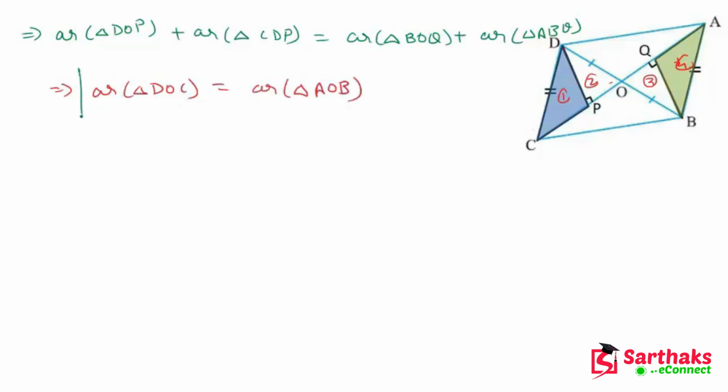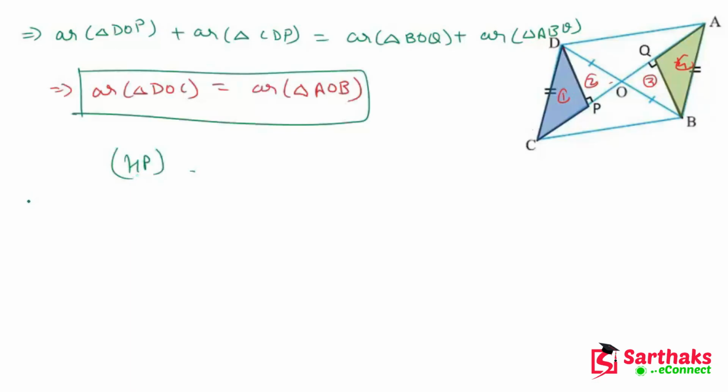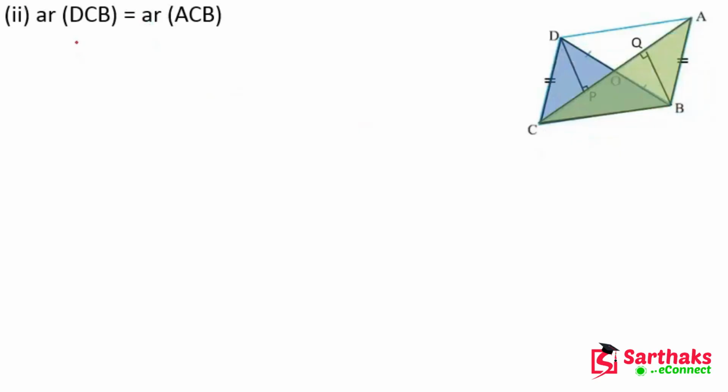So this is the required result, and we can say hence proved. I hope, my dear friends, you understand these things. Yeah, so now let's move on. Here we have to prove area of triangle DCB, means this part, is equal to area of triangle ACB, means this part. So we have to prove that the areas of these two triangles are equal. Now let's see that.